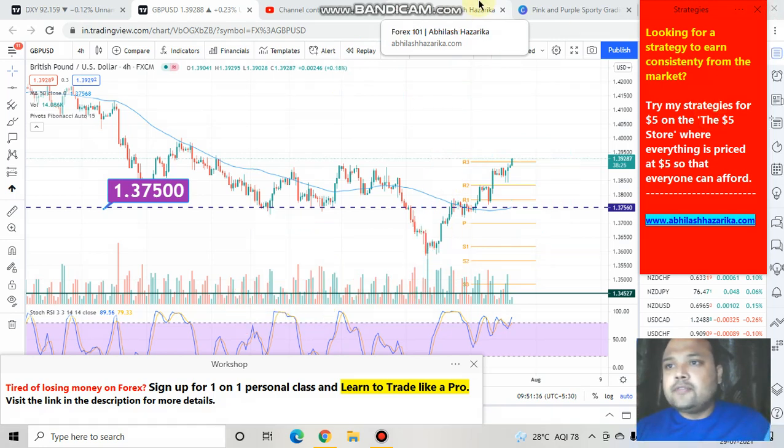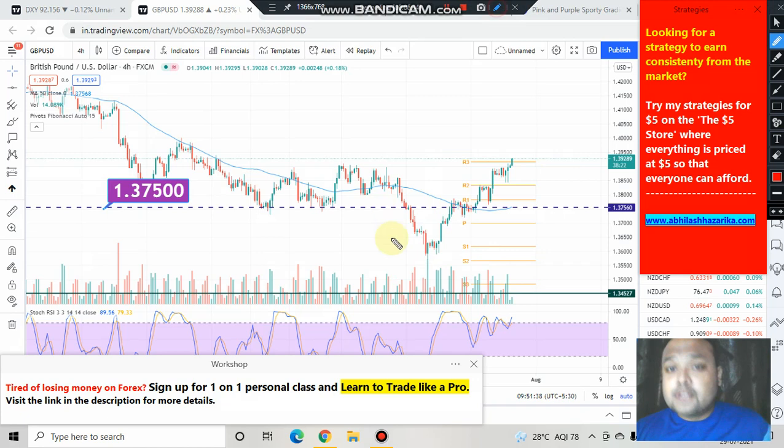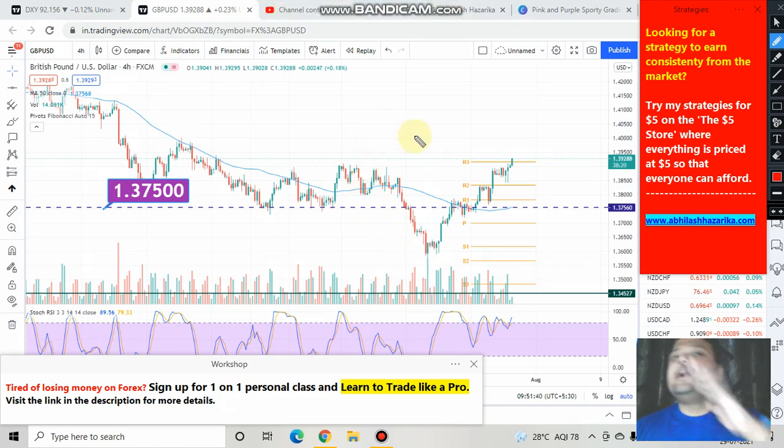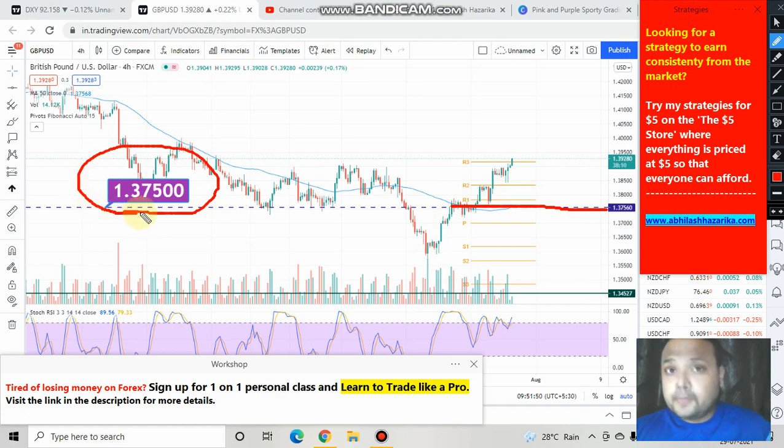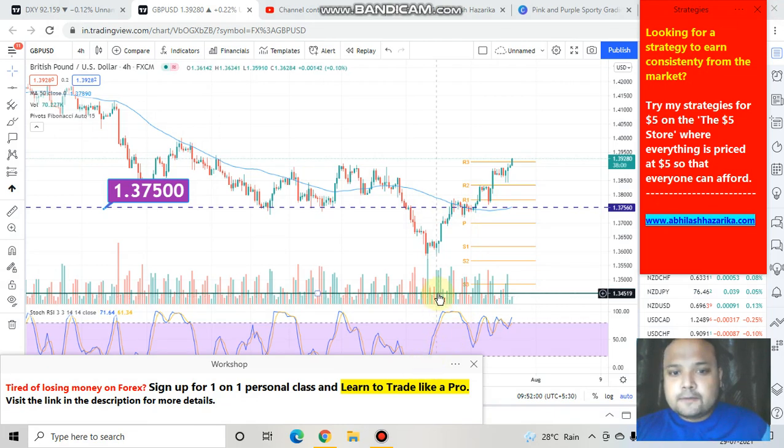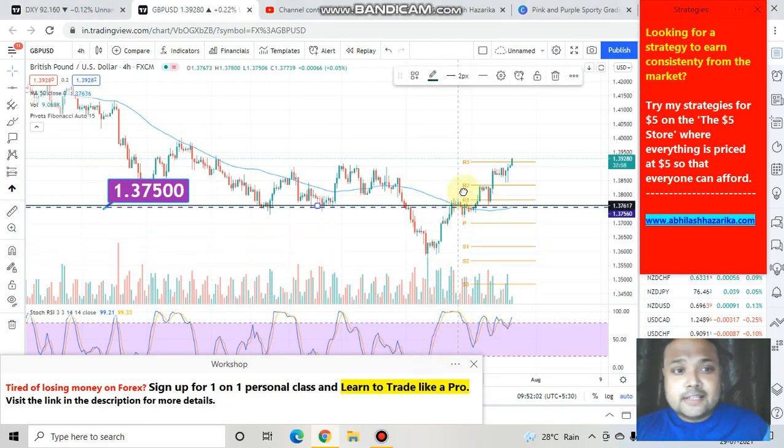So first and foremost, in case market comes down, because if the dollar starts going up again, then GBPUSD will come down. So this level still remains the best trading opportunity in your chart, 1.3750. Today, tomorrow, next week, does not matter. This level is the best trading opportunity for you. And the second best trading opportunity is, let me drag this line here.